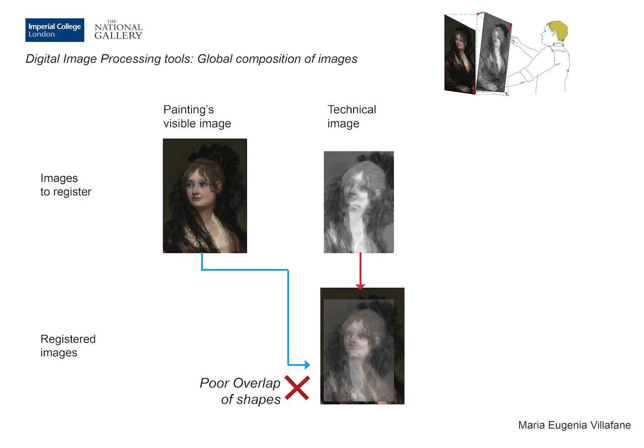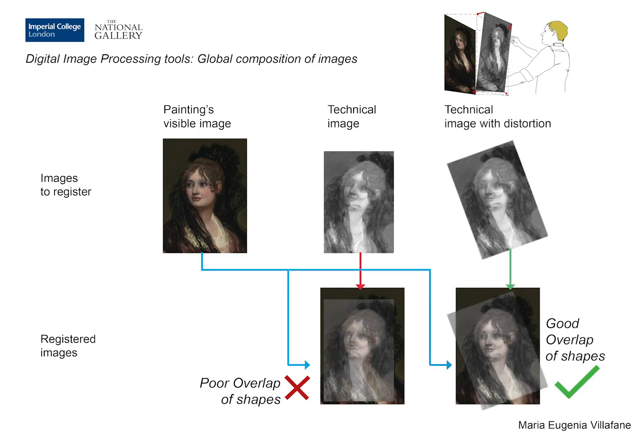One at a time, each technical image is compared to the visible painting and tested with distortions so that the two images are correctly aligned. The amount of overlap of the shapes that appear in both images will be the reference for assessing the registration of each technical image against the visible image of the painting.